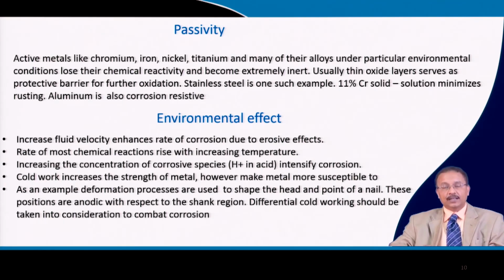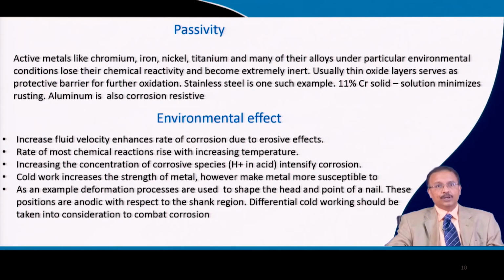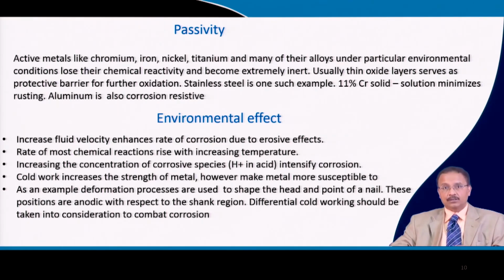Active materials like chromium, iron, nickel, titanium and many other alloys, under particular environmental conditions, lose their chemical reactivity and become extremely inert. This is due to the fact that a very thin oxide layer serves as a protective layer against further oxidation of this material. Stainless steel is one example. As you know, in stainless steel about 11% of chromium is made as a solid solution that minimizes rusting. Also aluminum is quite a corrosion resistive material.